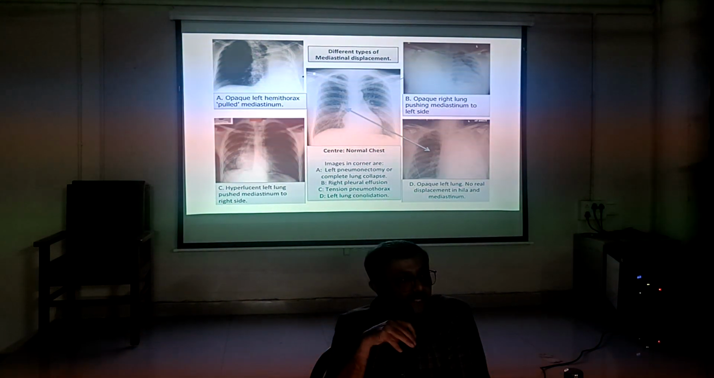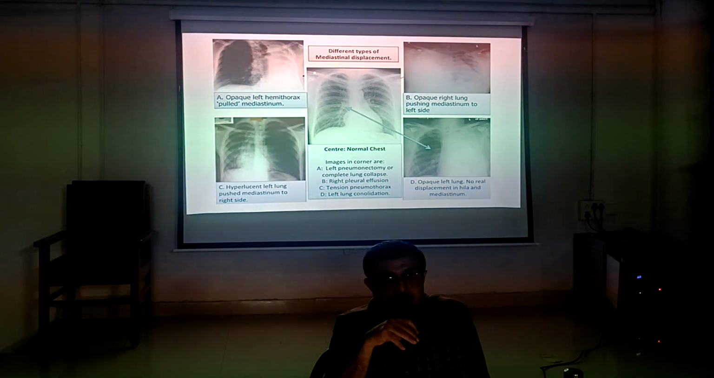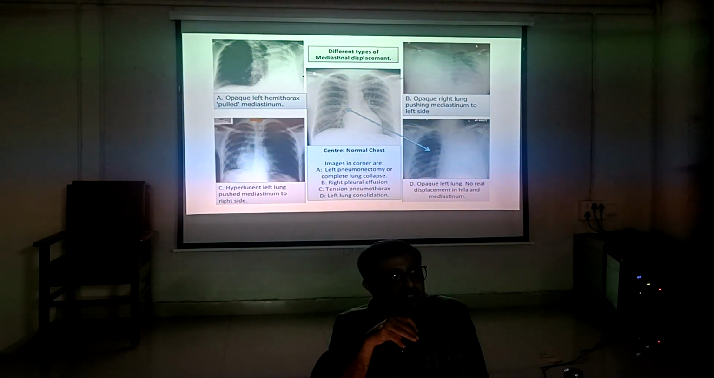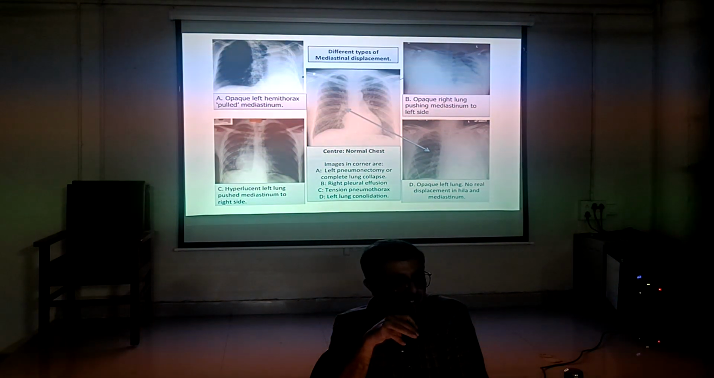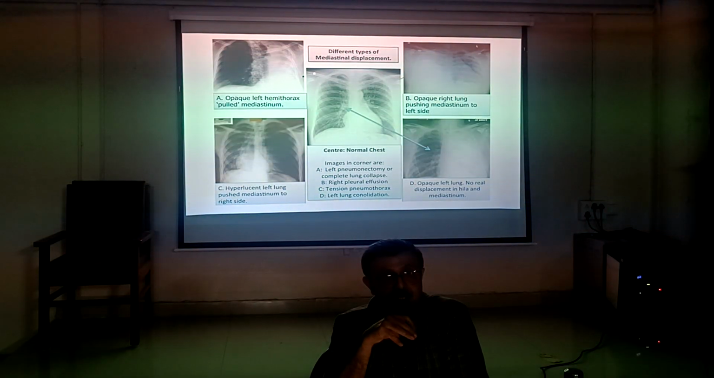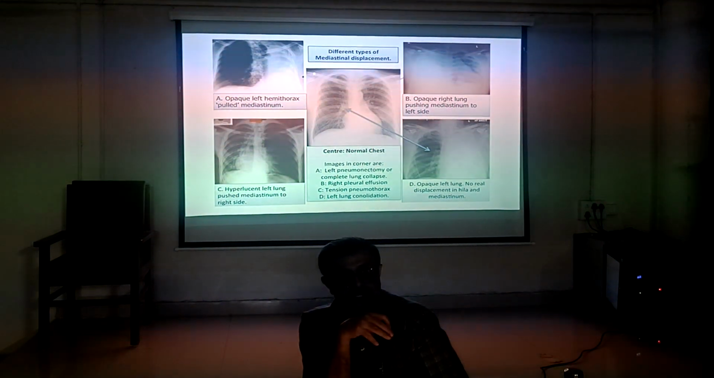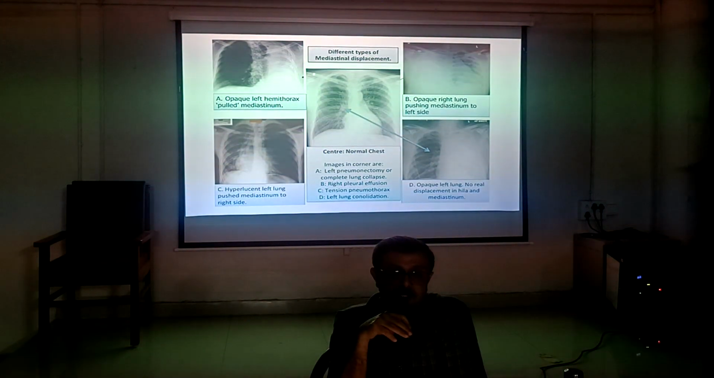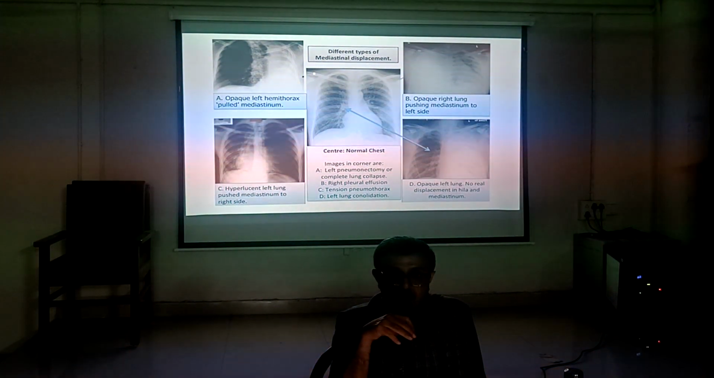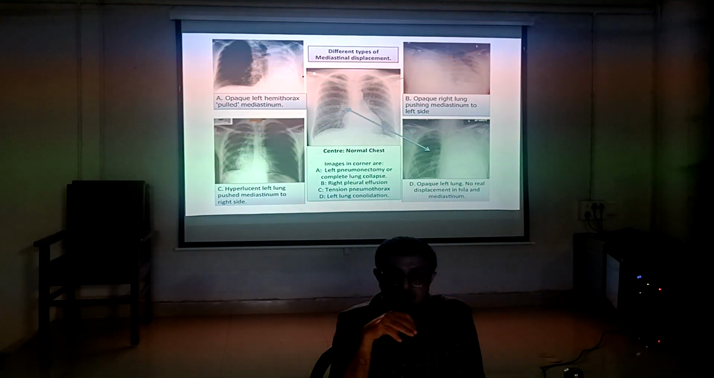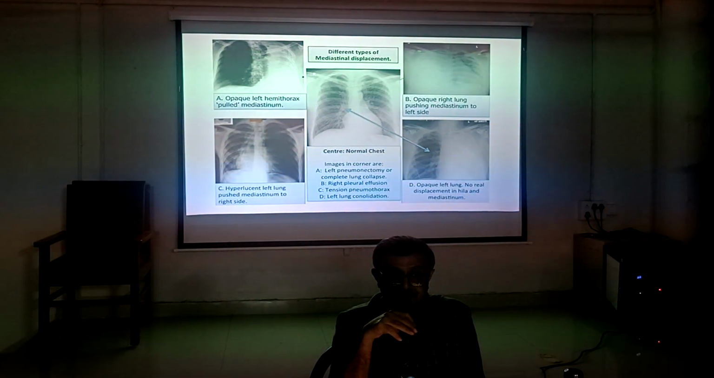So it is usually pneumothorax. It is pneumothorax. So it is again pushing the mediastinum to the opposite side. Tension pneumothorax or pneumothorax, it will push the mediastinum. Amazing. So not only the white opaque lung, not only the radiolucent lung, just look at the trachea.